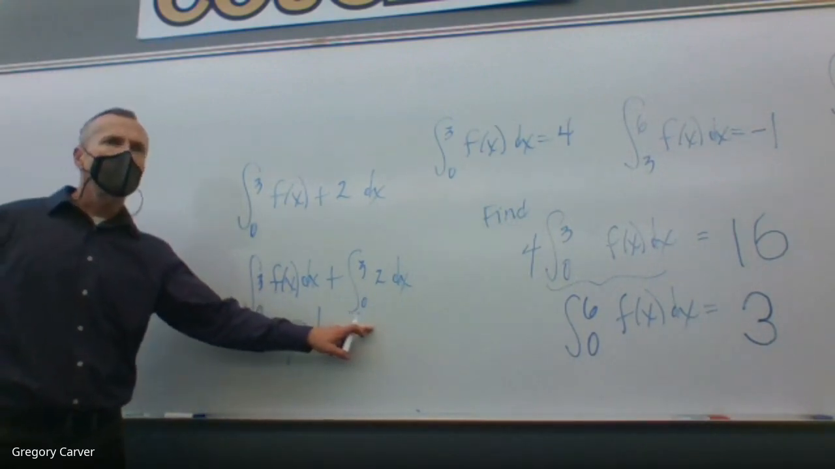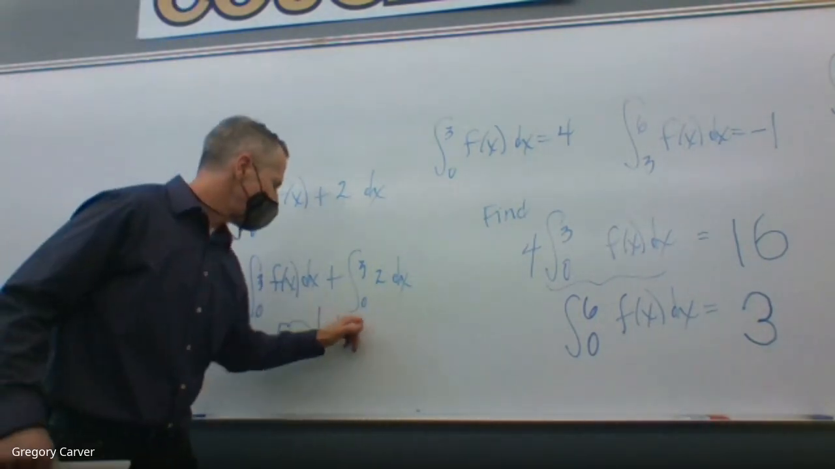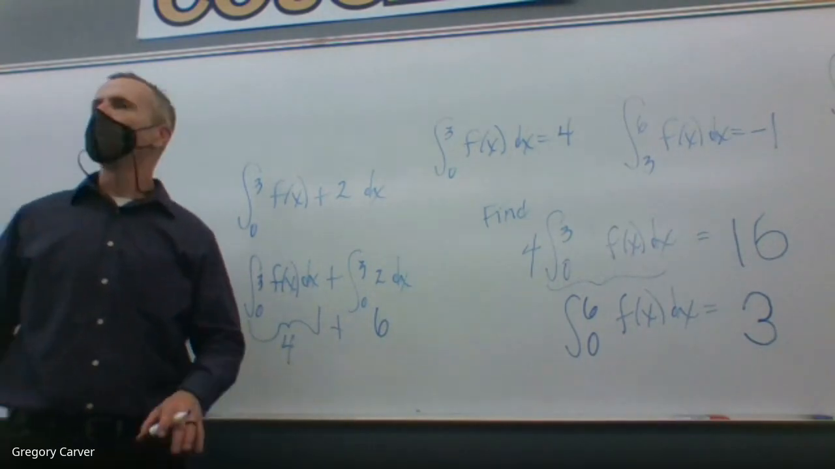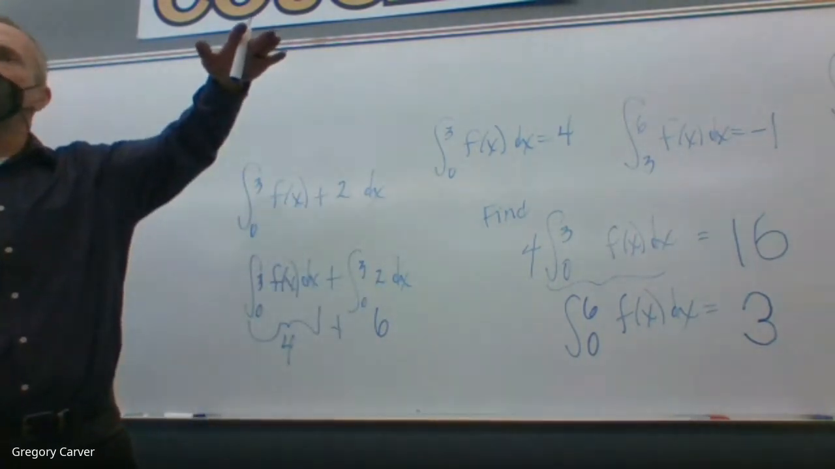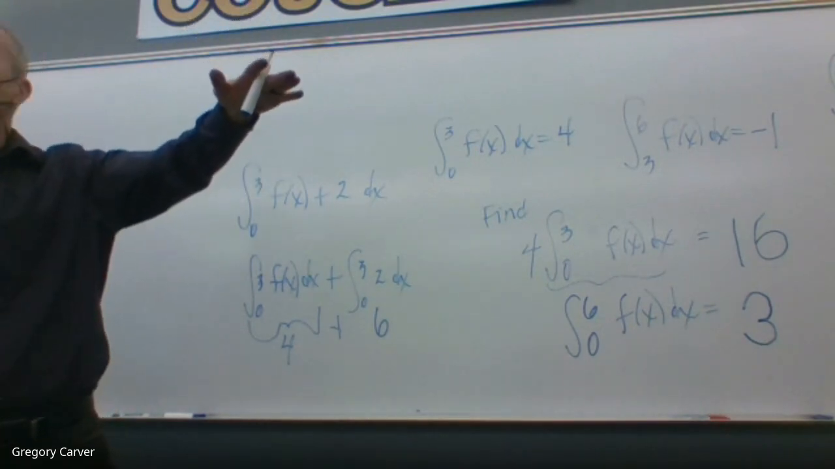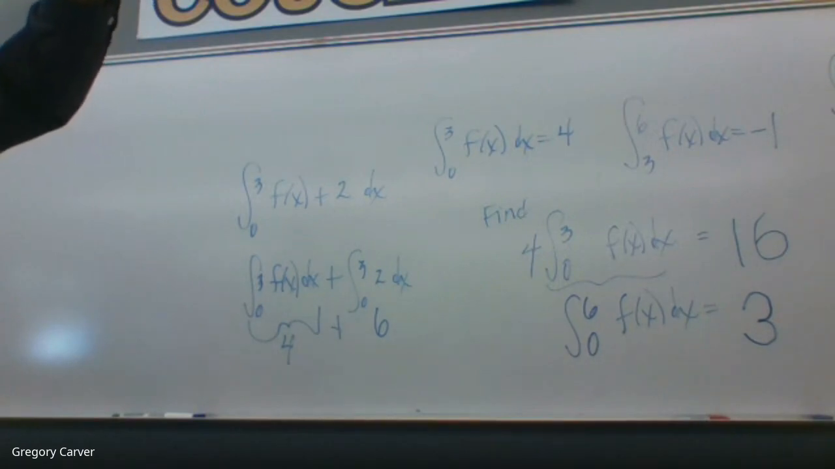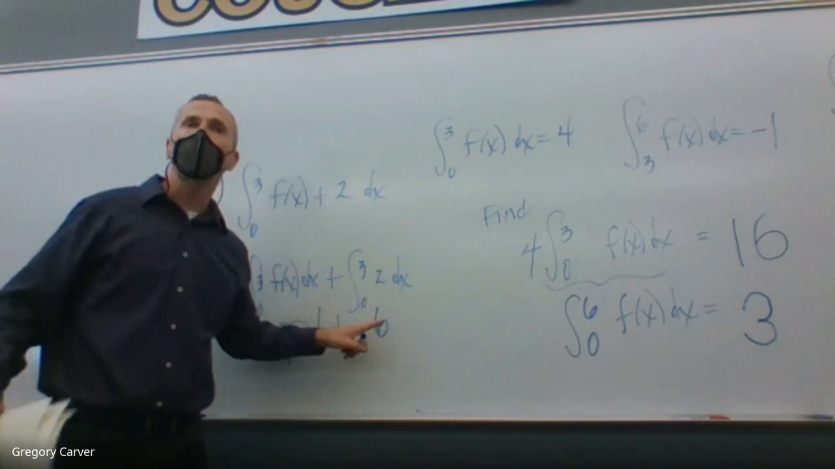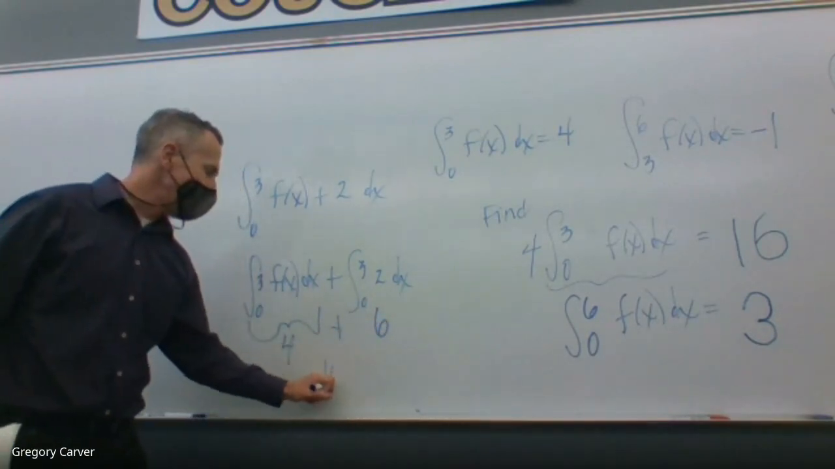This has to be a number, doesn't it? Isn't this area? 6. It is 2 tall and 3 wide. I'm going from 0 to 3, and its y is 2. It's a rectangle, 2 tall, 3 wide. That's 6. This is 10.